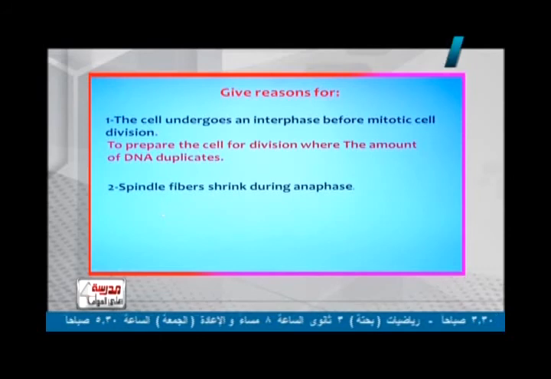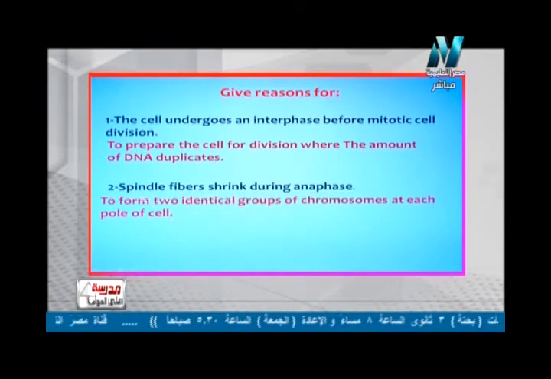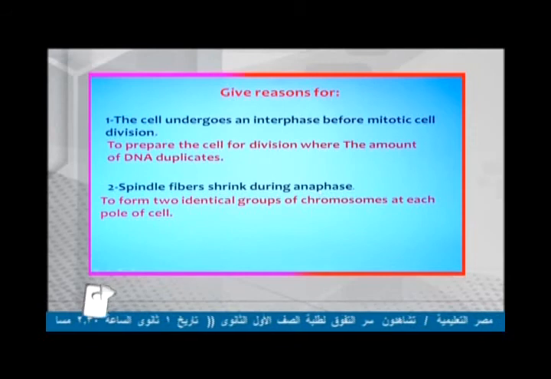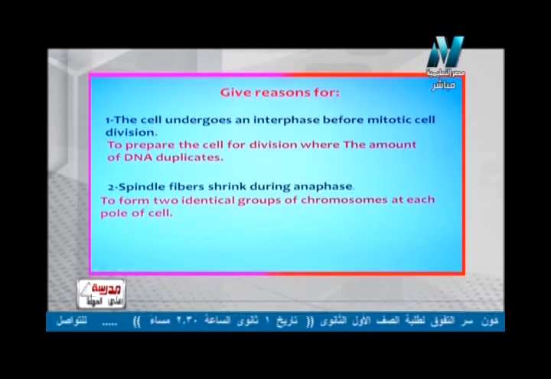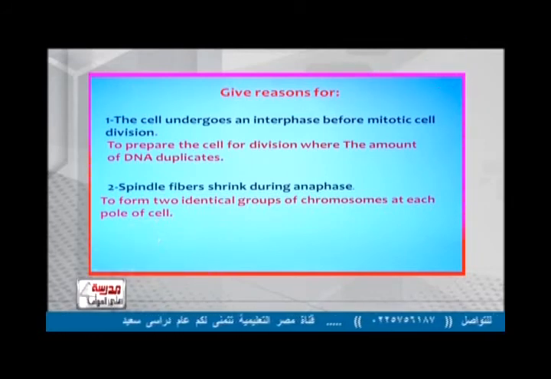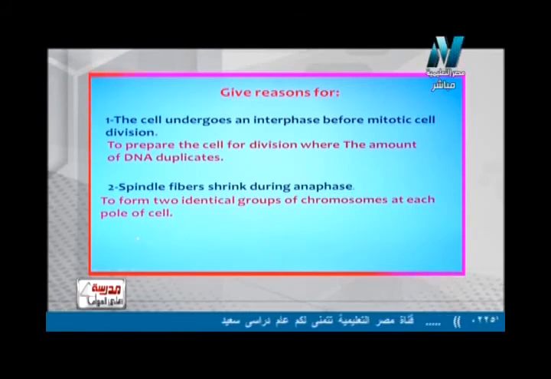Okay, let's see the answer. To form 2 identical groups of chromosomes at each pole. So why do the spindle fibers shrink during the anaphase? To form 2 identical groups of chromosomes at each pole of the cell. And each group of these will be surrounded by a nuclear membrane, and the nucleolus will appear and become 2 cells. Let's return to our question.